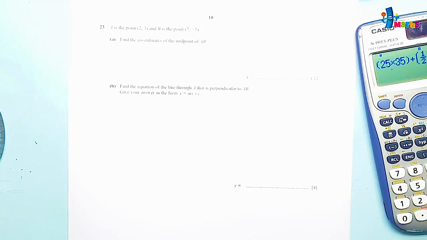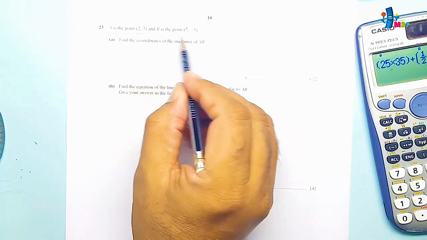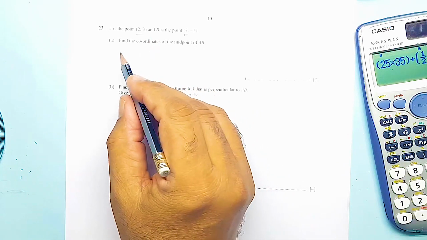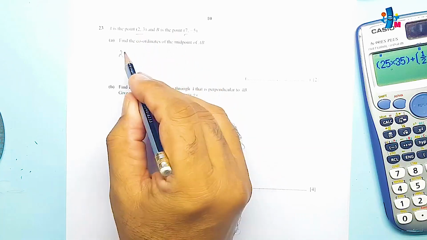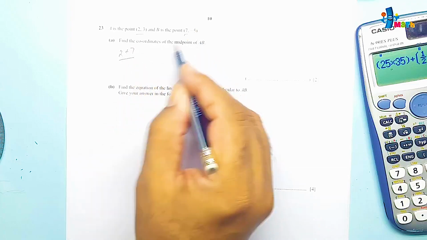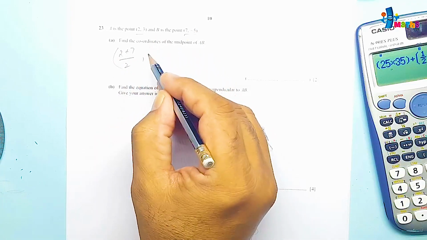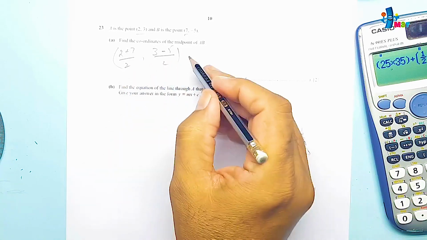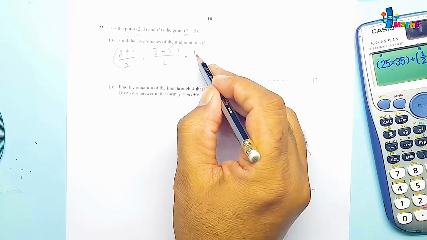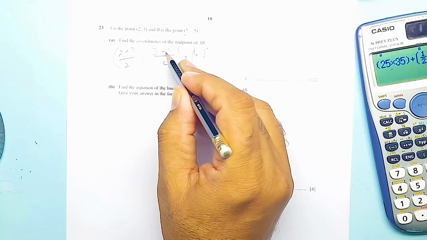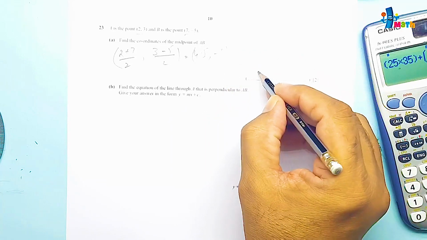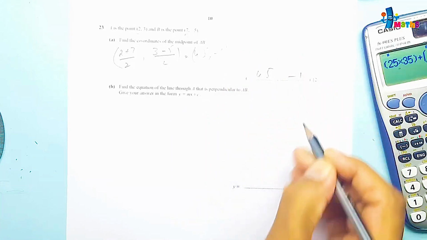Question number 23. This is the midpoint. A is given, B is given. Find the coordinates of the midpoint. We just have to add the x coordinate of this point plus the x coordinate of this point and divide by 2. So 3 minus 5 over 2 will be 9 by 2, which means 4.5, and minus 2 by 2 will be minus 1. So our answer will be 4.5 and minus 1.